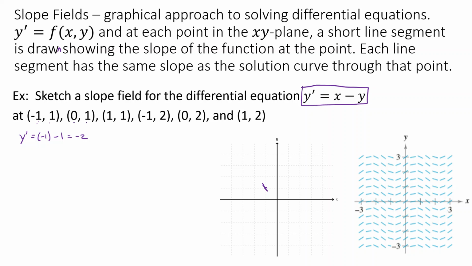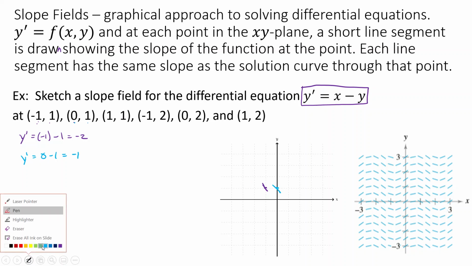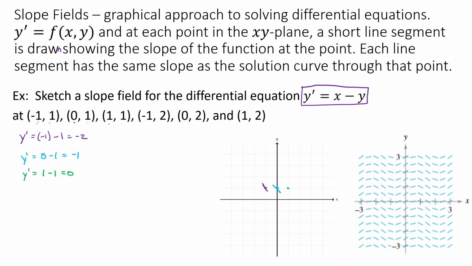All right, next we'll look at the point 0, 1. And maybe I'll do a different color for each one. So y prime will be x minus y, so 0 minus 1 is negative 1. So at the point 0, 1, over 0 up 1, my slope is now negative 1. It's not quite as steep. Now we try another point, say 1, 1. So y prime would be x is 1, y is also 1, we get 0. So at the point 1, 1, our slope is 0, so it should be a flat line.